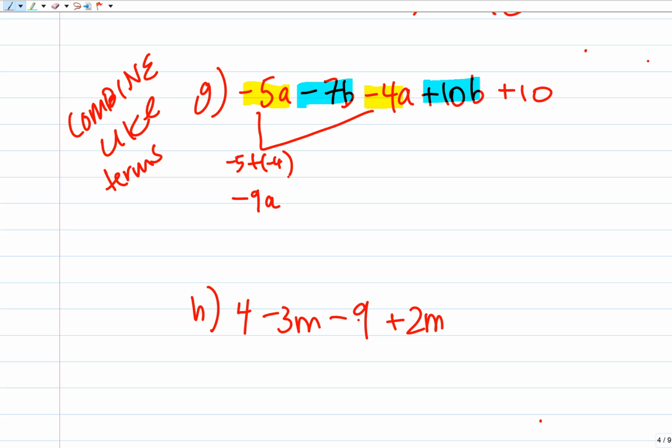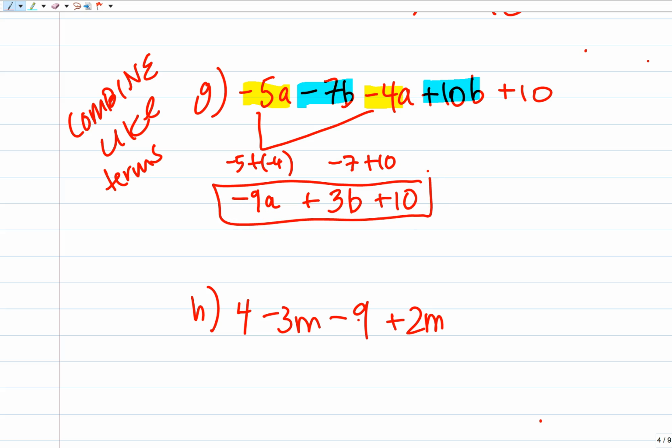What is negative 7 plus 10? So I'm left with 3. And then what do I do with the other 10? What do I do with that 10? Just bring it down. It doesn't combine with anything else. The constants can only combine with constants. The variables with the variables.